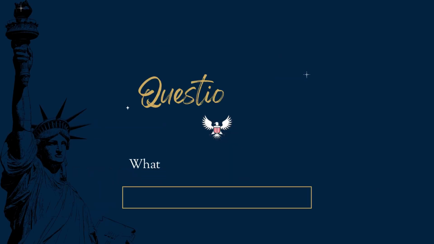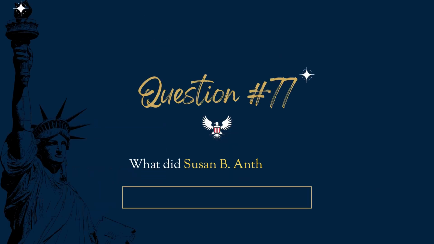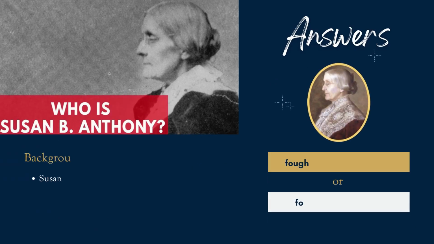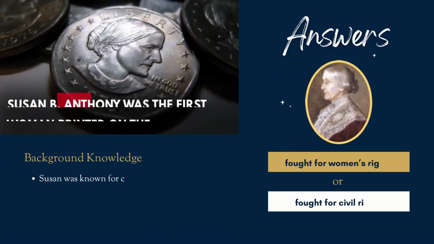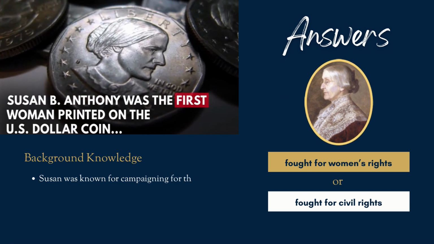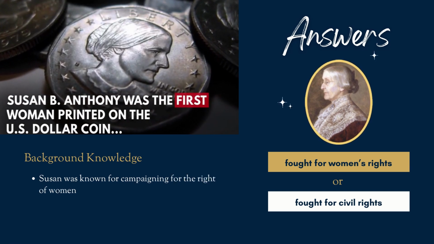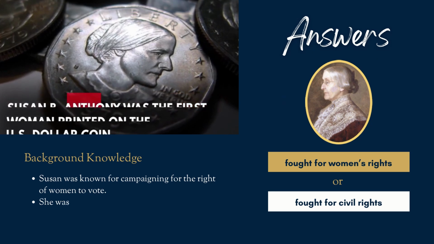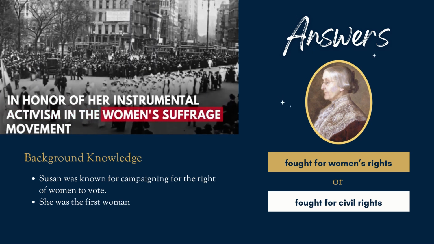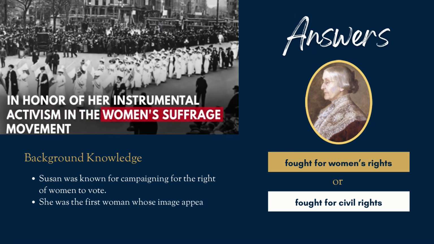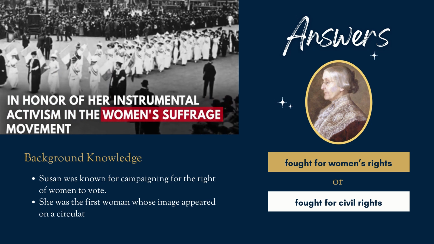Question 77. What did Susan B. Anthony do? Answers: Fought for women's rights, or fought for civil rights. Here is some background knowledge. Susan was known for campaigning for the right of women to vote. She was the first woman whose image appeared on a circulating U.S. coin.